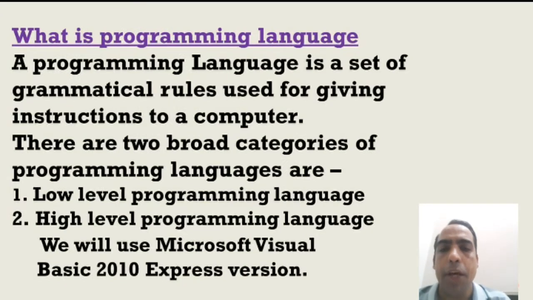First of all, I will explain you what is the programming language. A programming language is a set of grammatical rules used for giving instruction to a computer. Generally, there are two types of programming languages. First is low level programming language and second is high level programming language. In this class, we will use Microsoft Visual Basic 2010 Express version.